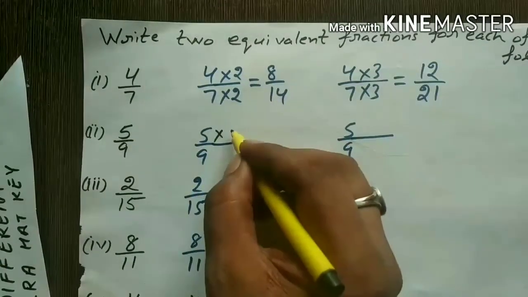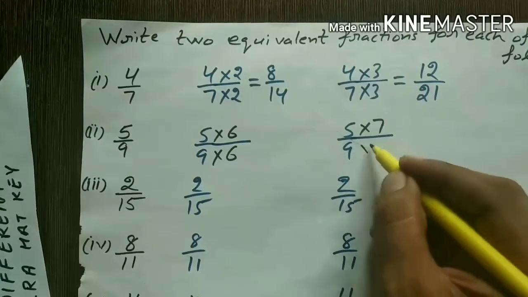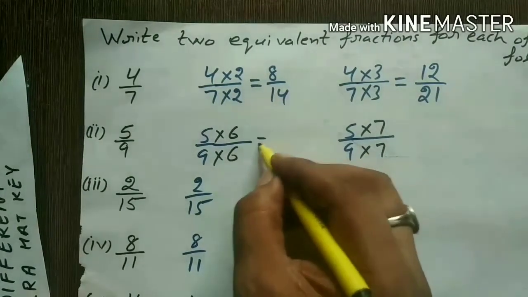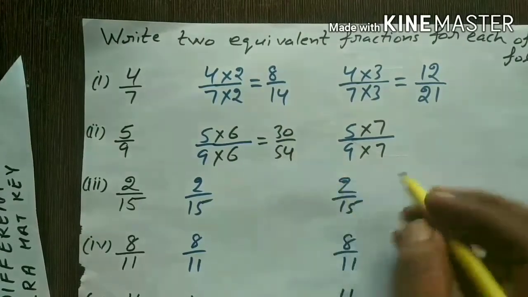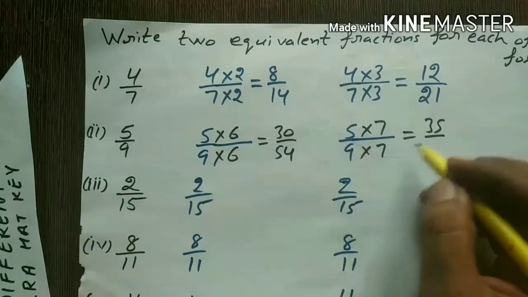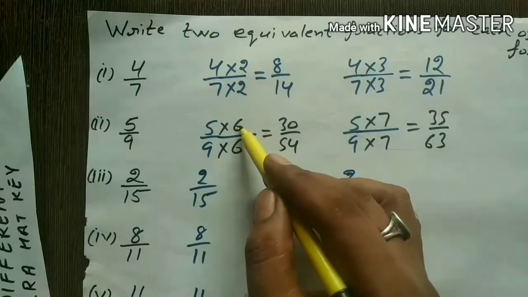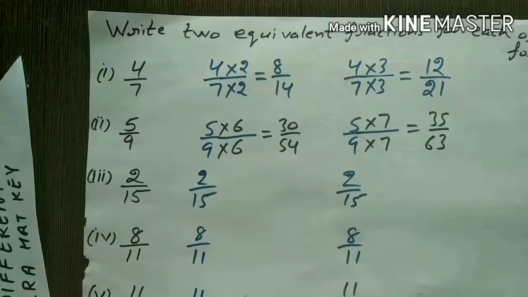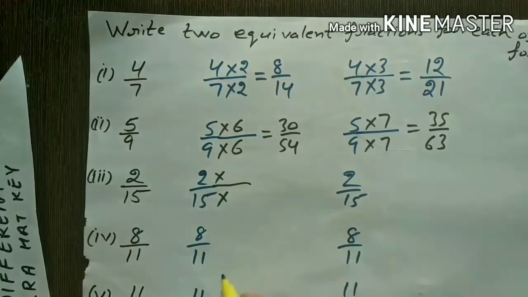I take 6 and 6. Okay, and here I take 7 and 7. Now the answers are 5 sixes are 30 and 9 sixes are 54. 5 sevens are 35 and 9 sevens are 63. So student, the only condition is that the number on the upside and the downside of the division bar should be the same. Now you can clearly solve this sum.